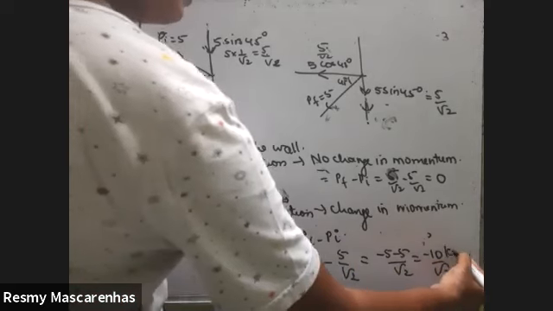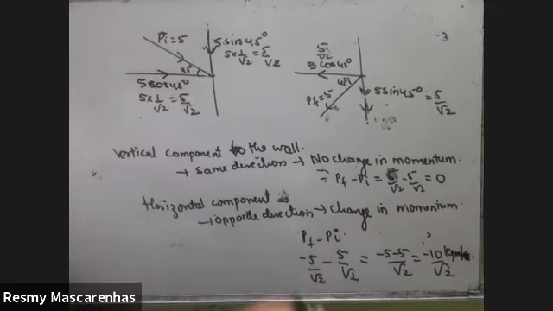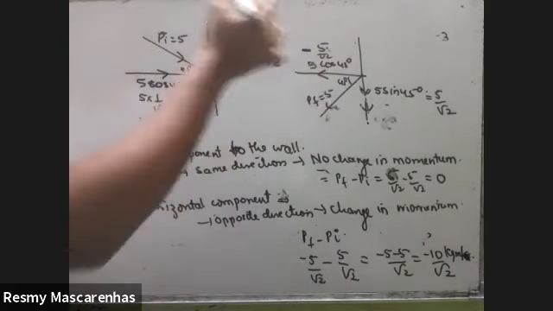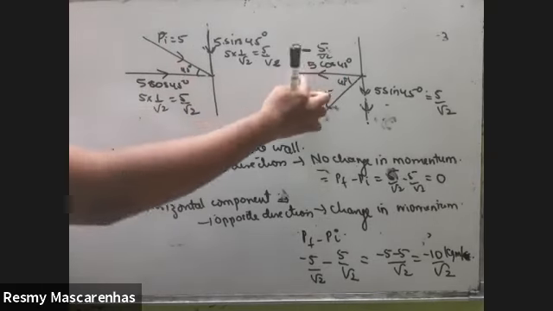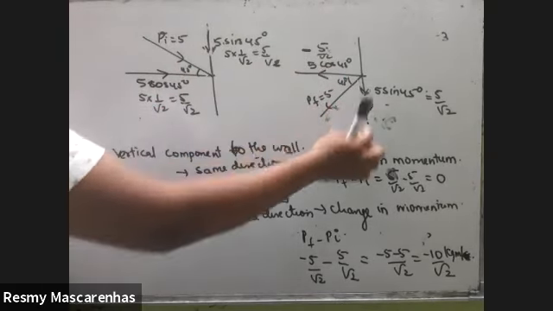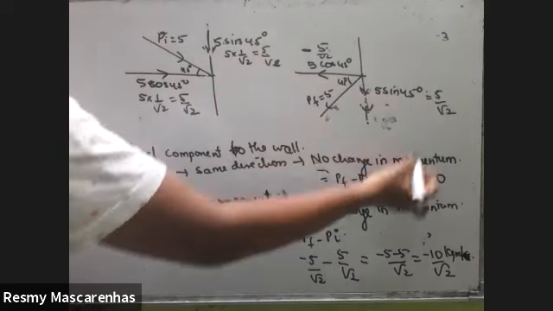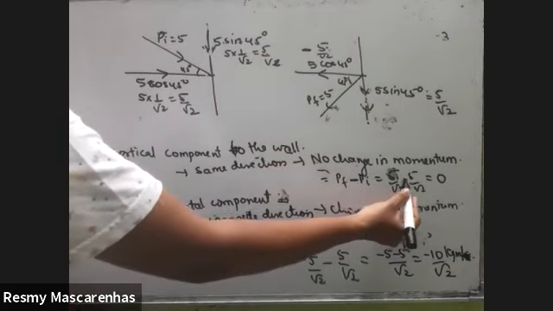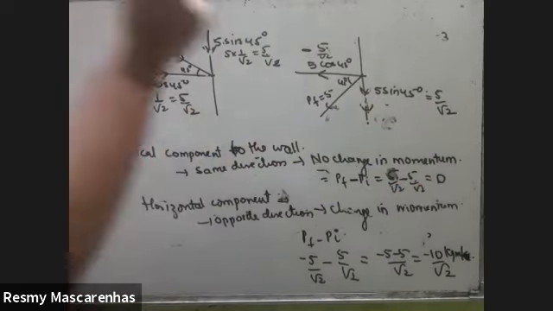Second, that is kg meters per second. For vertical, there is no change, and for horizontal, the opposite direction. So you have to take one as negative, the other one as positive. So this I have taken as negative because it is opposite direction. Here, vertical, they were both in the same direction, so both were plus. But as per the formula, there is a minus sign. That's why final minus initial will give you 0.